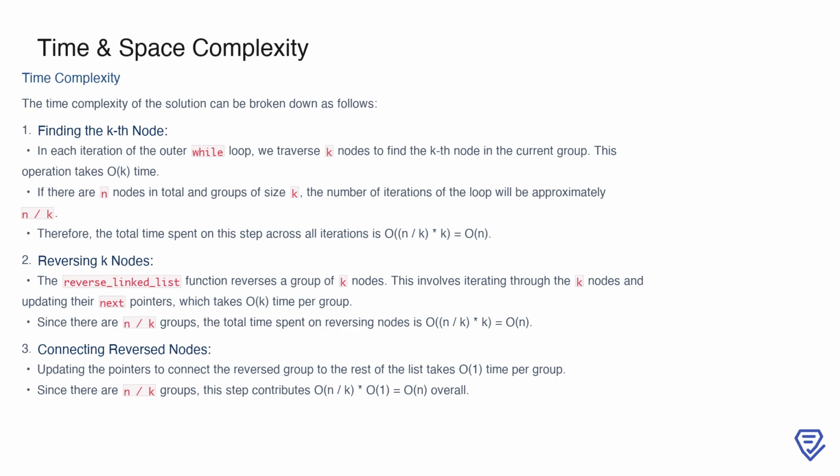Next, we have the reversal of k nodes in each group. The reverse_linked_list function processes k nodes per group, updating their pointers in O(k) time. Since there are n/k groups, the total time spent on this step is also n/k * k, or O(n). Lastly, connecting the reversed groups back into the list requires updating pointers, an operation that takes O(1) time per group. With n/k groups, this contributes n/k * 1, which simplifies to O(n).